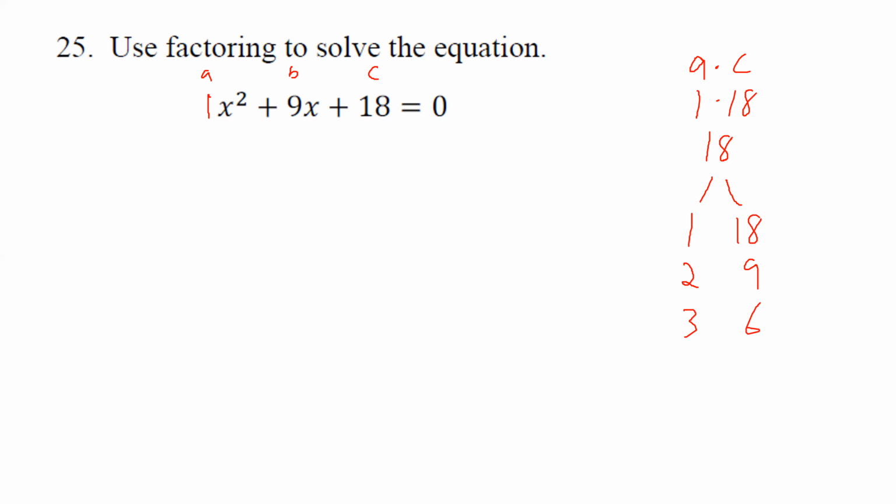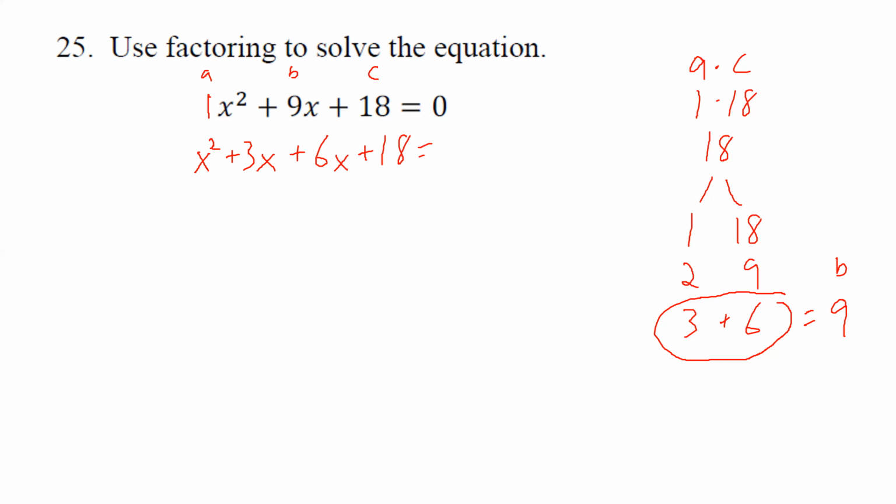Well, that's a positive number. So the only way to get a positive is if we have either two positives or two negatives. The middle term was a positive. So to get a positive when multiplying and a positive when adding, both numbers are positive. So going through those, which one adds up to 9? It's going to be the last set. When I add those two, I get a positive 9, which is my b value. So that's what I'm using to split this. So we get x squared plus 3x plus 6x plus 18 equals 0.